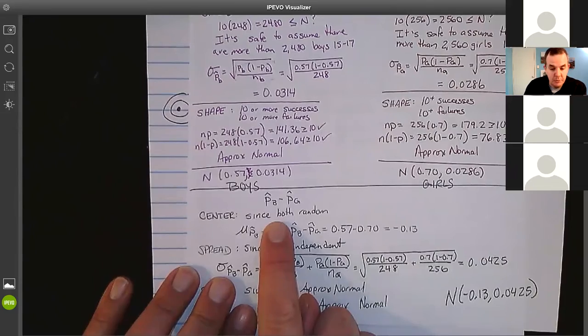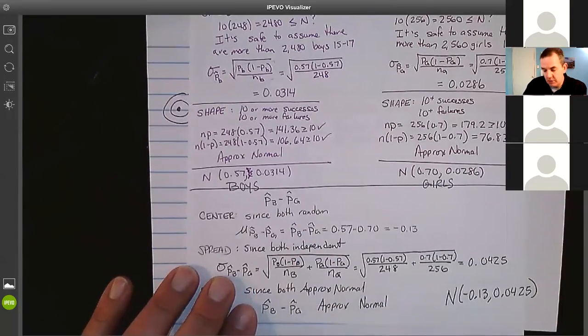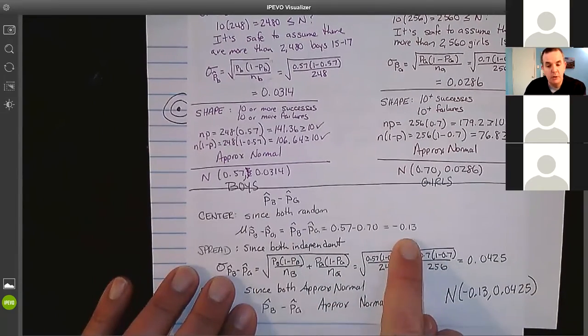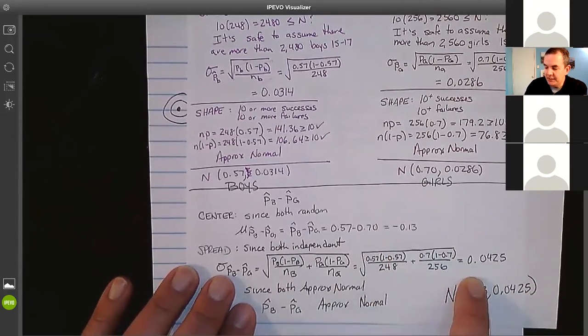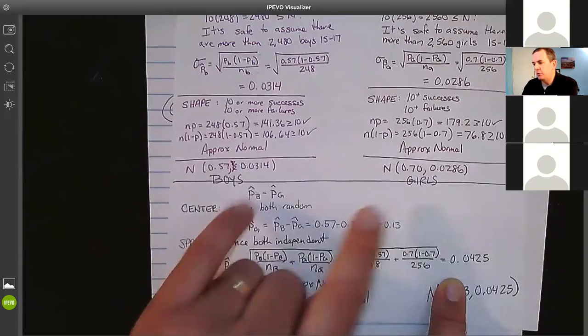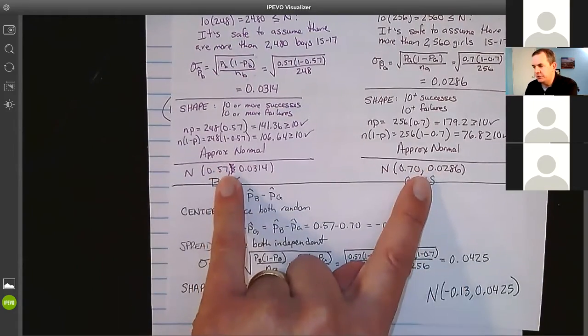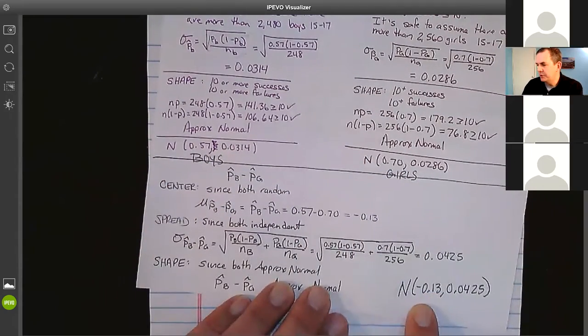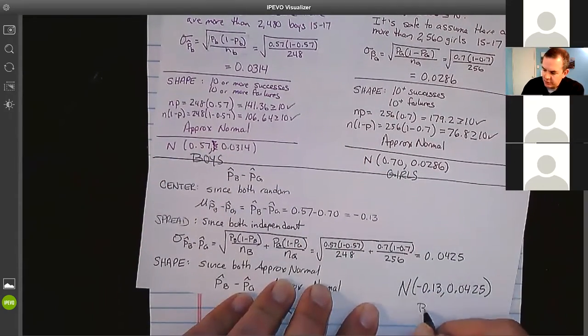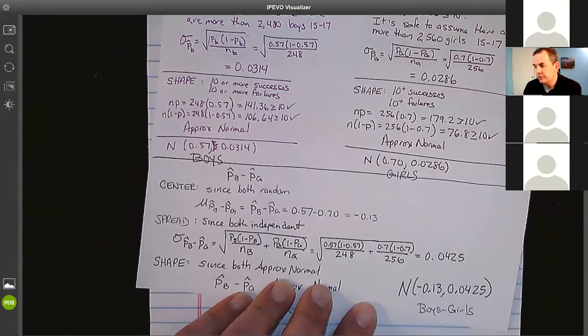To figure out the new mean, like we talked about at the beginning when I was talking with Rafsa, it's negative 0.13. That's the new center. And like I mentioned with the standard deviation, it's going to be 0.0425. So what I've done is I've taken two distributions, I've subtracted them from each other, and I've ended up with the following distribution. This distribution is boys minus girls.